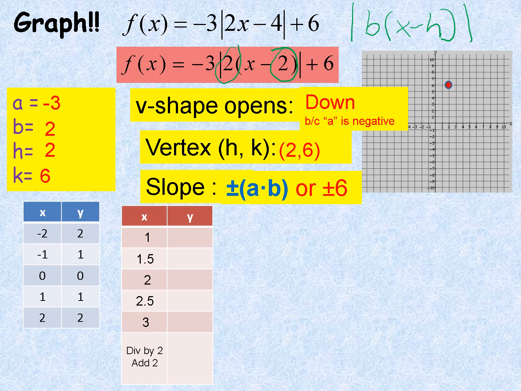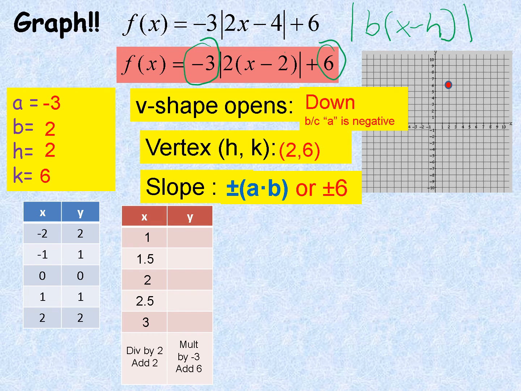Now, let's talk about the y's. Okay, well, the a and the k, they affect the y's. So I have a negative 3 and then a plus 6. So that's going to be a negative 3 times and a plus 6, because we take a and k at face value. So, do I multiply and then add, or add then multiply? Remember PEMDAS. PEMDAS says we're going to multiply by negative 3 and then we're going to add 6.